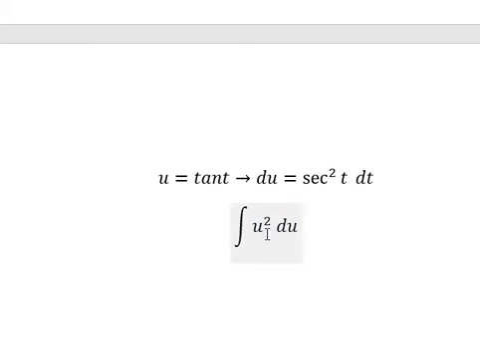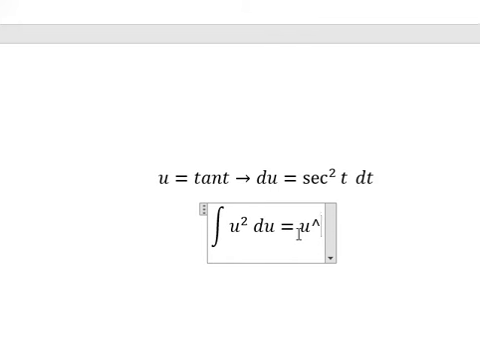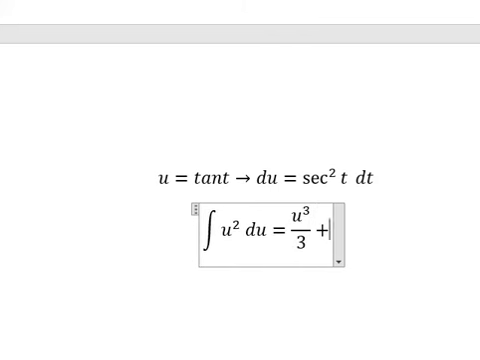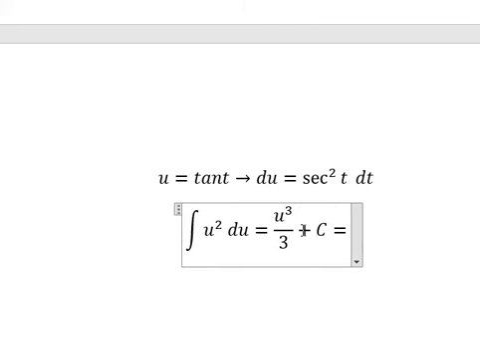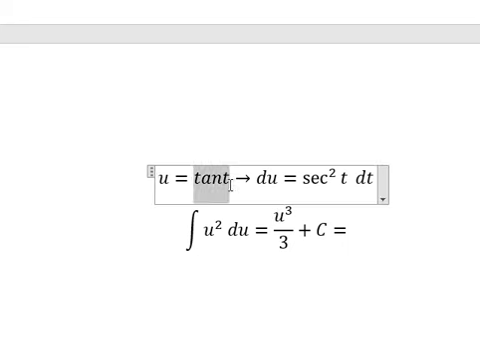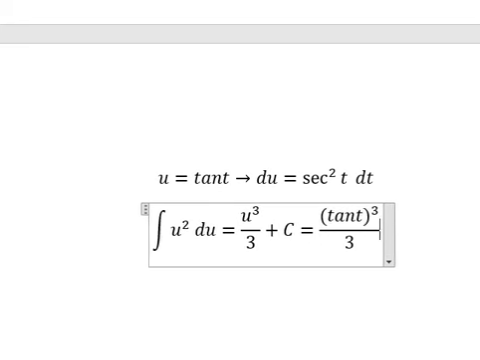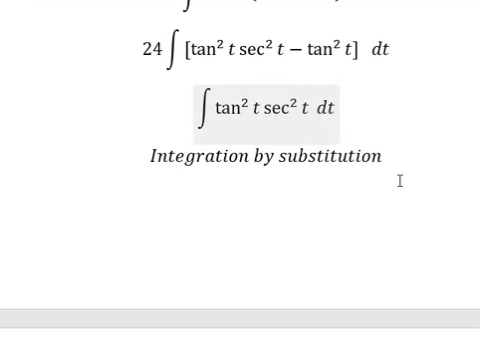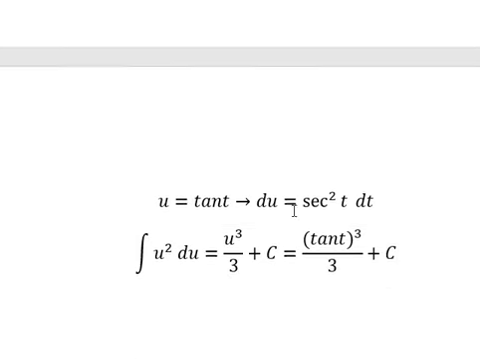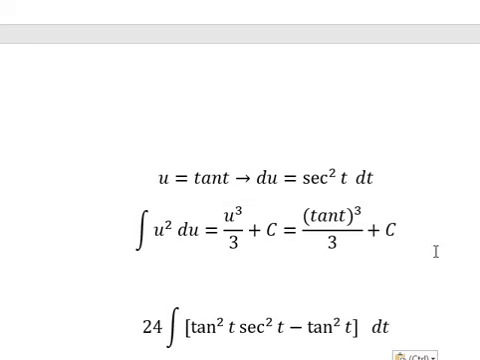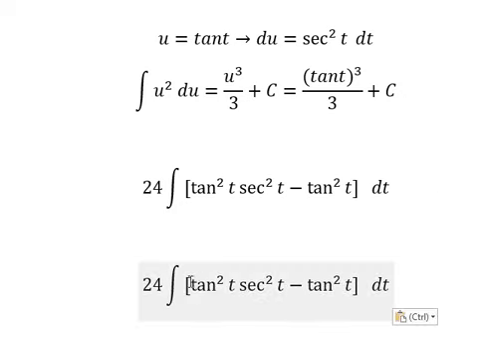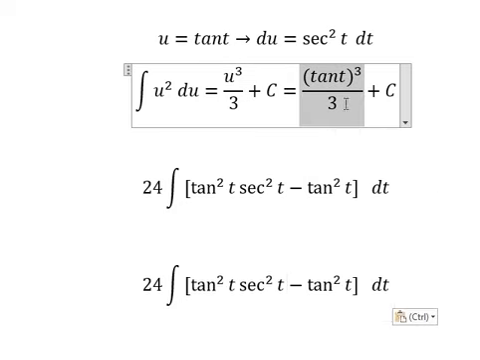The integration of u squared, we have u to the power of 3 over 3, and we put c. About u, we change by tan t. Now we go back in here. The integration of this one, that is this one.